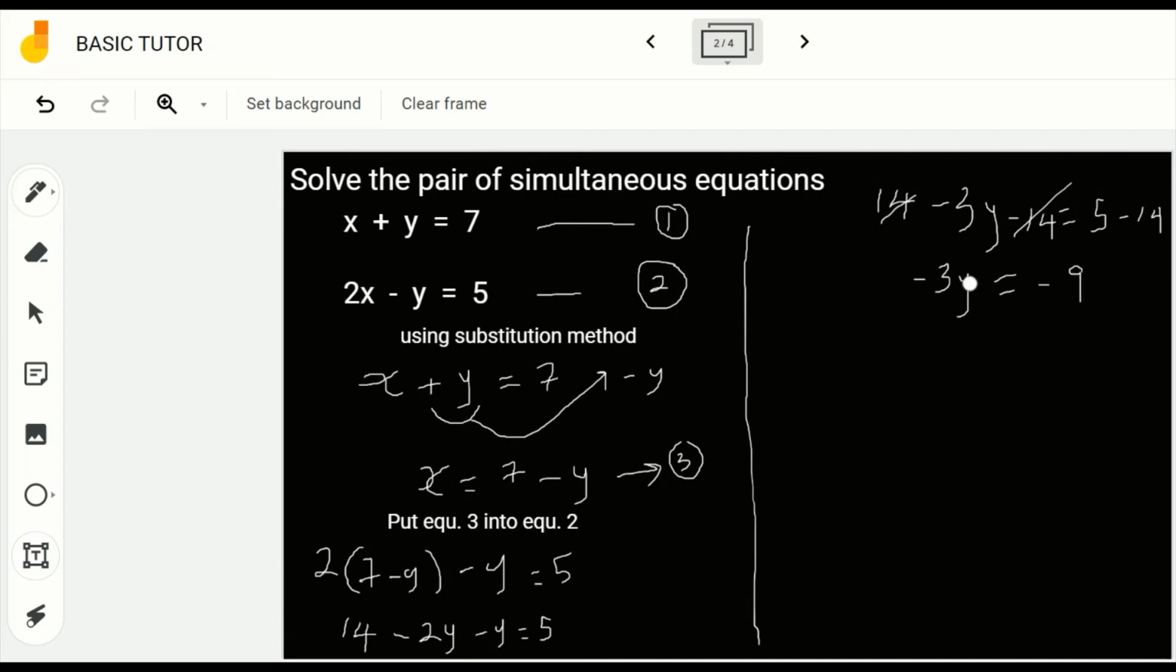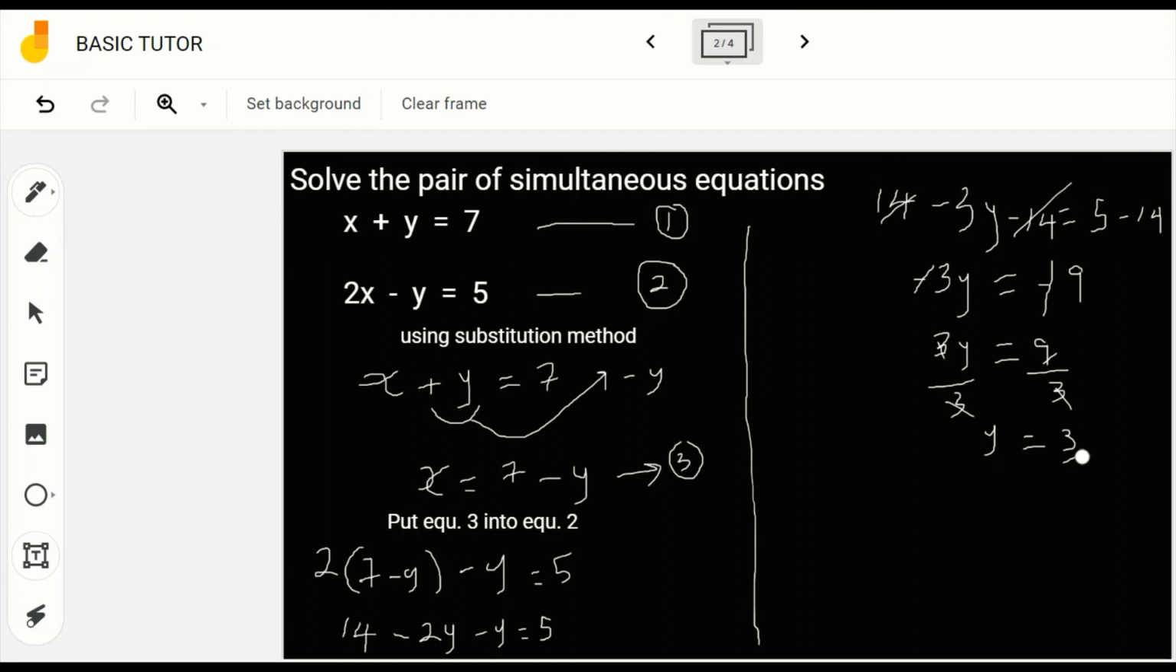Alright, what next? The negative signs cancel out each other, so I'm left with 3y equal to 9. So what next? To get my y, I will divide both sides by 3. 3 cancels out 3, so I'm left with y is equal to 9 divided by 3, which is 3, so my y is equal to 3. So I've gotten my value for y.